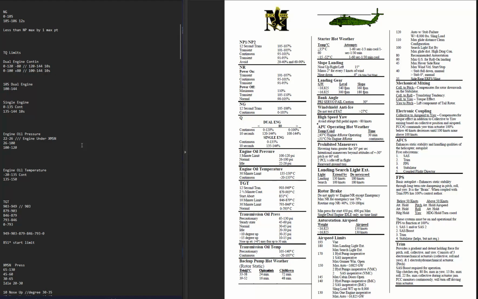So once you get to engine oil temperature, you're looking at negative 20 to 135 continuous, and then 135 to 150 with a 30-minute limit attached to it. So you're going to have a 5-minute limit for engine oil pressure and a 30-minute limit for engine oil temperature. And it's important to remember those just because there's not a lot of additional ways to kind of put those together.